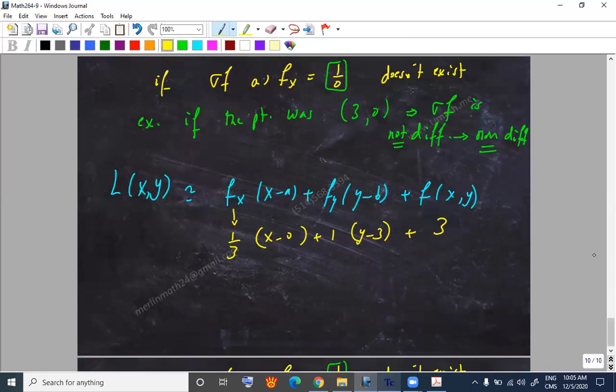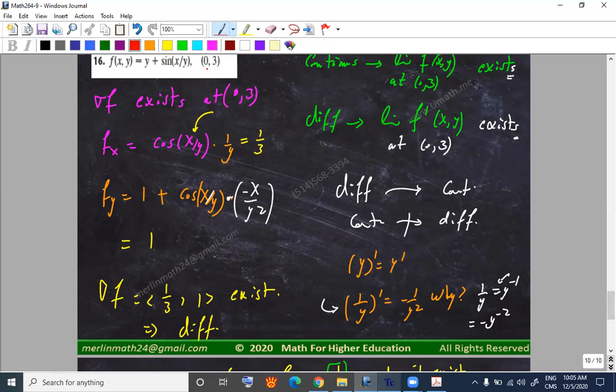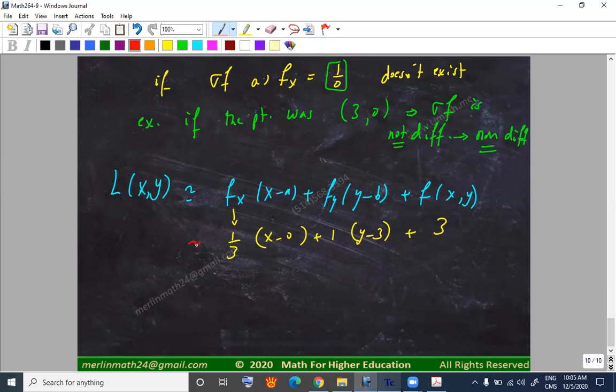How did we get it to be a 3? Just plug in the point. That's it. Sine 0 is a 0. You get y, which is a 3. That's it. So this is your equation. You can simplify it. I mean, they expect you to write 1/3 x plus y minus 3, cancels. So this is my L function. I am done. Next.